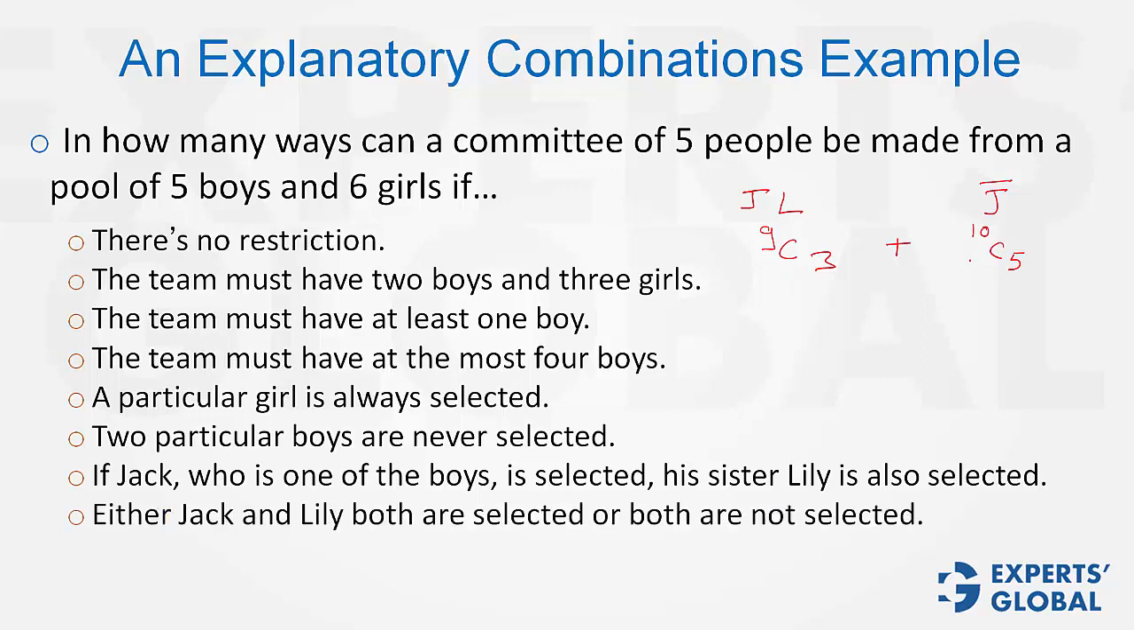Look at this one now. This again would have 2 cases. Either both are selected or both are not selected. If both are selected, then out of the other 9, any 3 can be selected. And if both are not selected, then out of the other 9, 5 have to be selected. The answer would be 9C3 plus 9C5.